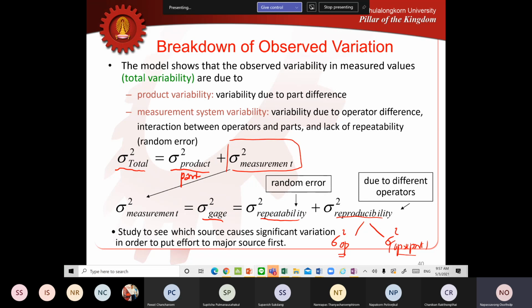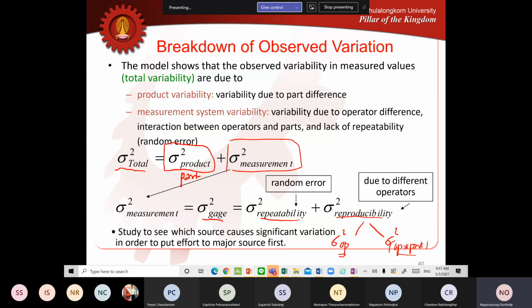So what we want is that we will use the measurement system to quantify the variation among the parts. We want to use the measurement device to measure the dimension of each part. So if the part is small, we want to tell that it's small. If the part is large, we want to tell that it's large. So we actually want to quantify the variance of the parts. But we need to use the measurement device to get the number.